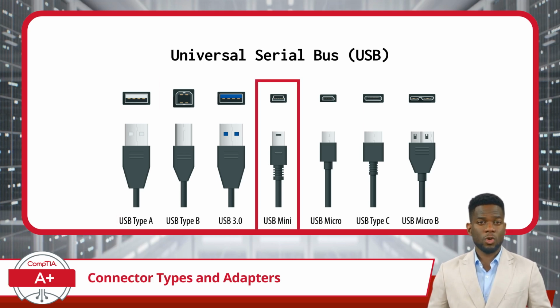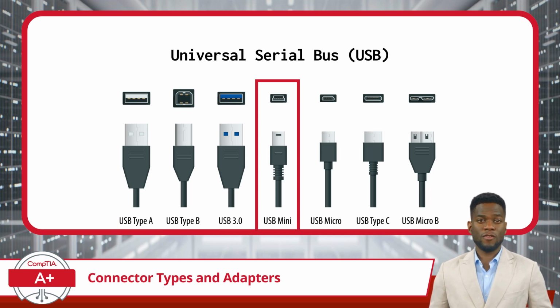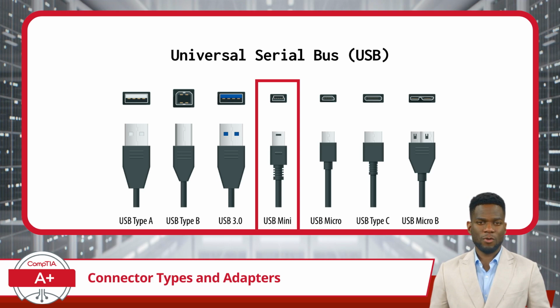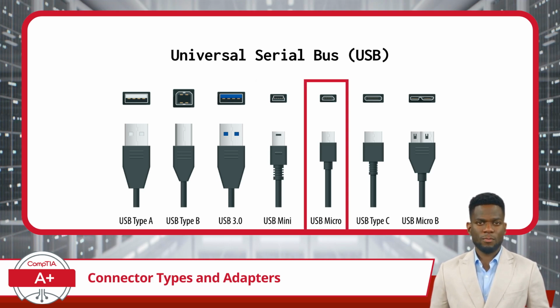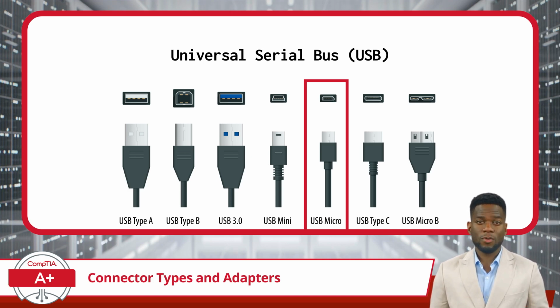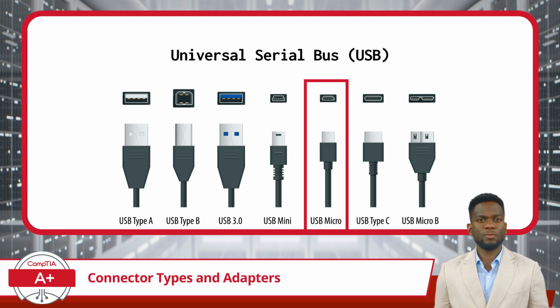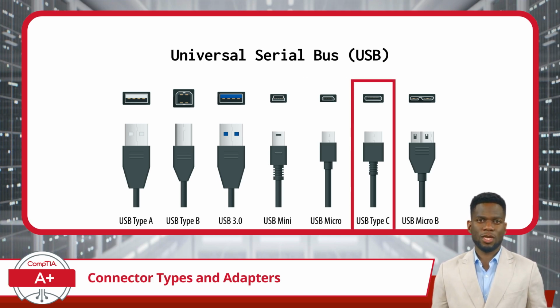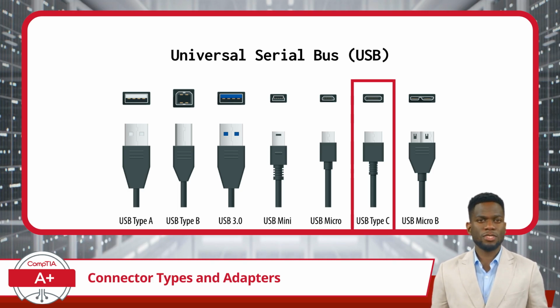It's used for connecting peripherals like keyboards, mice, printers, and external storage devices. Next is the mini USB connector, which is smaller and is often used in portable devices such as digital cameras, MP3 players, and older smartphones due to its compact design. Then, there's the micro USB connector, which is even smaller and has become very common in mobile devices like smartphones and tablets.